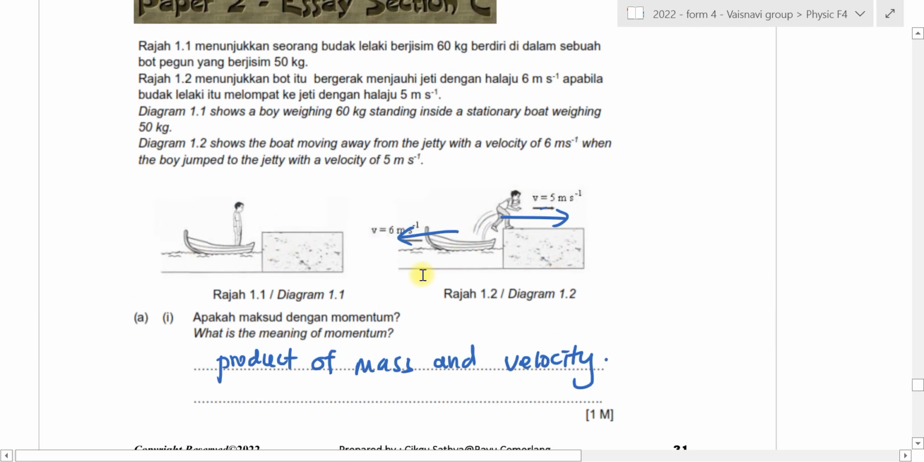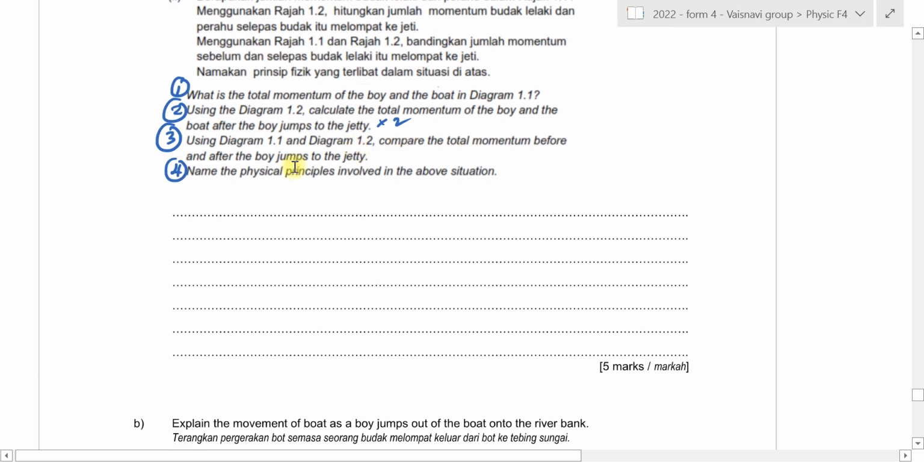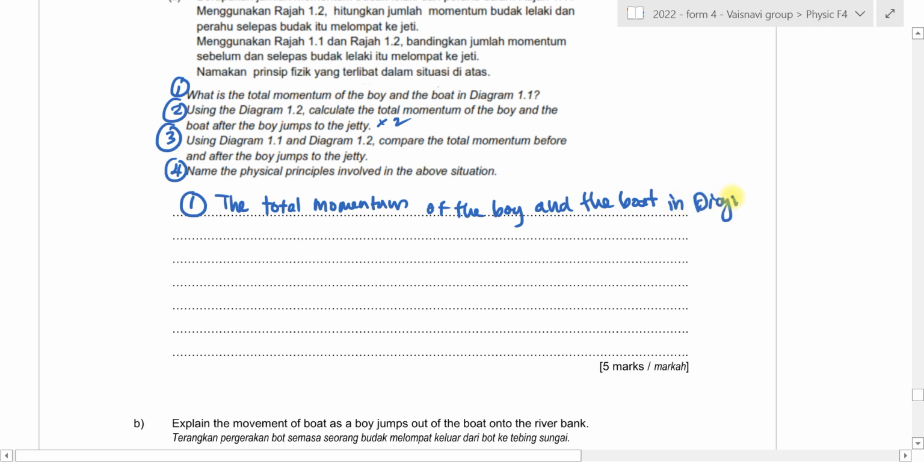Okay, like this. Right. In diagram 1.1, what is the total momentum of the boy and the boat? Yes. So kita pun jawablah, the total momentum of the boy and the boat in diagram 1.1 is 0.